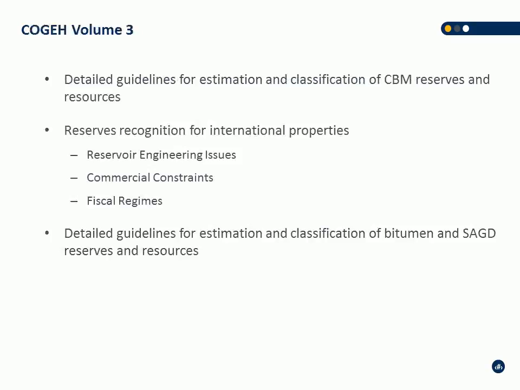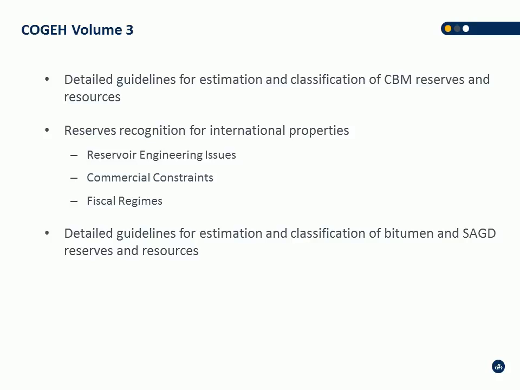So getting into volume 3, that's pretty much through volume 1 and 2, and then the last couple of slides are really high level about what's in volume 3. Like we talked about coal bed methane reserves, there's probably 100 pages on how to evaluate CBM very specifically. Reserves recognition for international properties talks a little bit about unique challenges for evaluating international assets in other jurisdictions. Commercial constraints is talking about PSCs, talking about contracts.